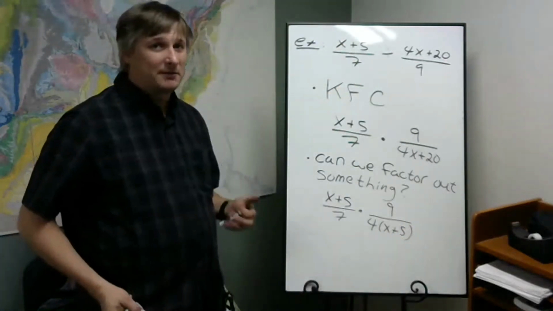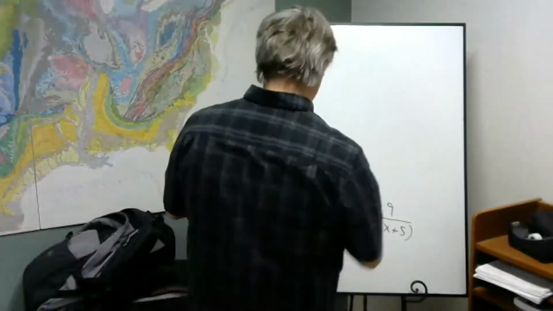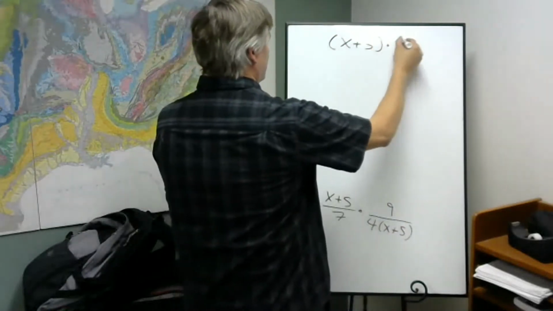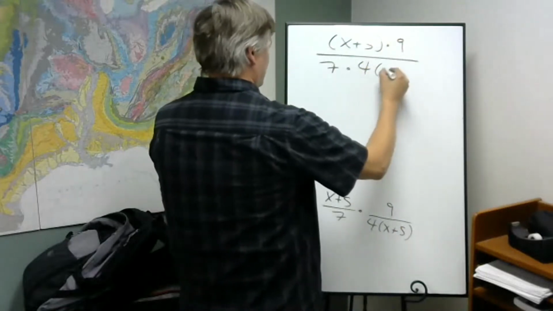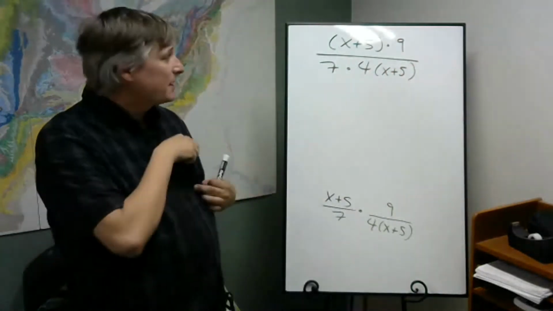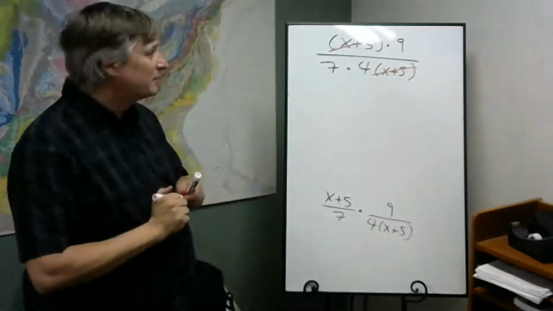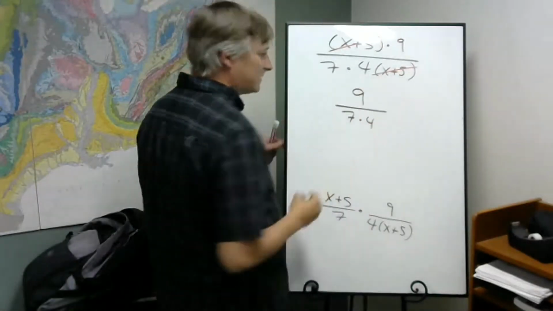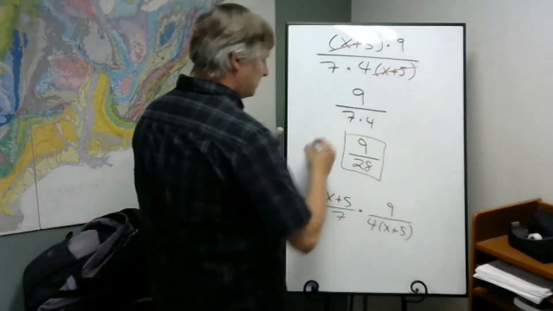And now we'll multiply things together. And we do see some cancellation. We can cancel out 9x plus 5. And so we'll be left with 9 over 7 times 4, or 9 over 28.